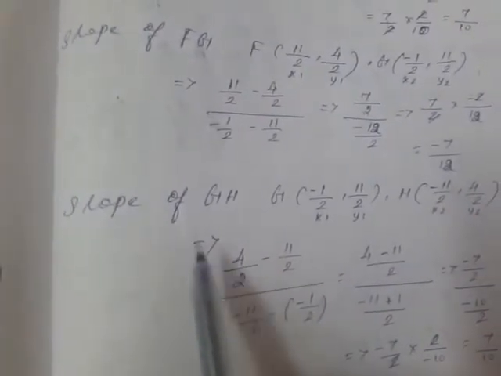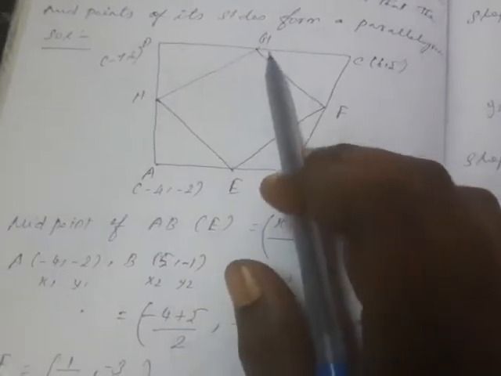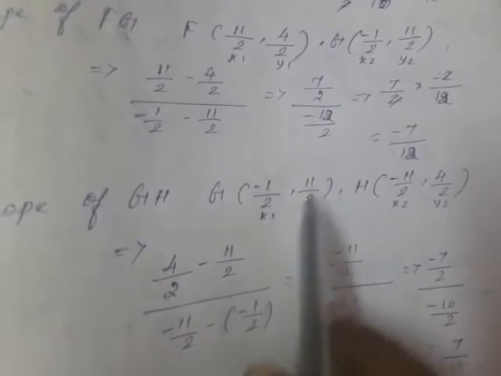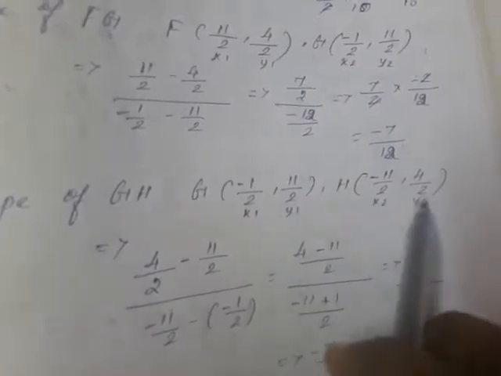Next, slope of GH. Already I said this one we found first: slope of EF. Next slope of FG. Next slope of GH. Next slope of HE. So now we are going to find out slope of GH. Okay. G value, H value. G value minus 1 by 2, 11 by 2. H value minus 11 by 2, 4 by 2. Okay. The same thing, x1, y1, x2, y2.